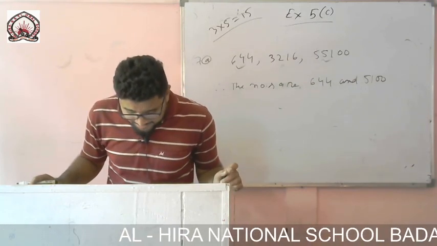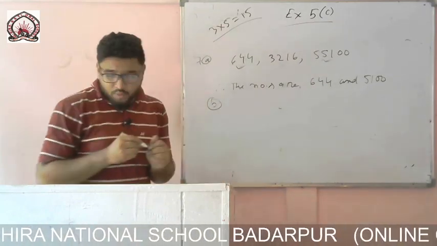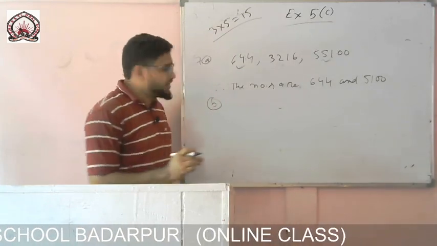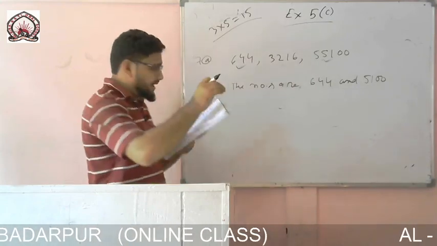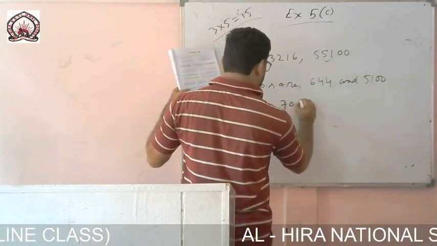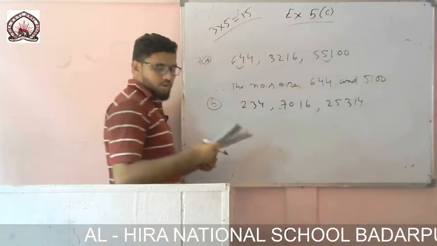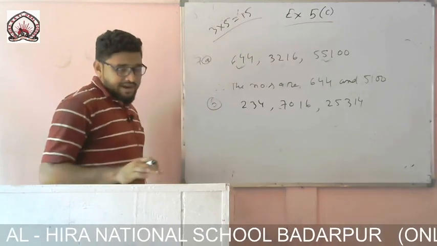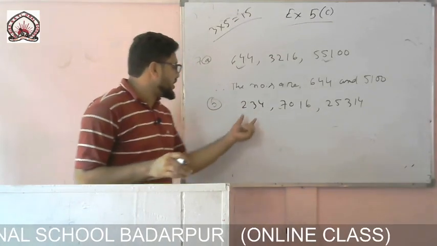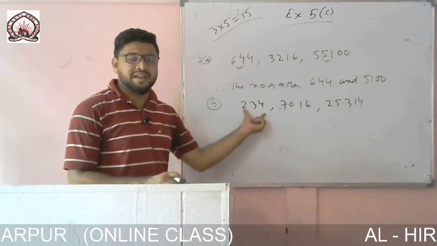Now we need to check which numbers are divisible by 2 but not by 6. Question 7b. Which numbers are divisible by 2? Here you check: 234, 7016, then 25314. Divisible by 2 means the number is even. So this number is even, and this number is even. So it is divisible by 2.